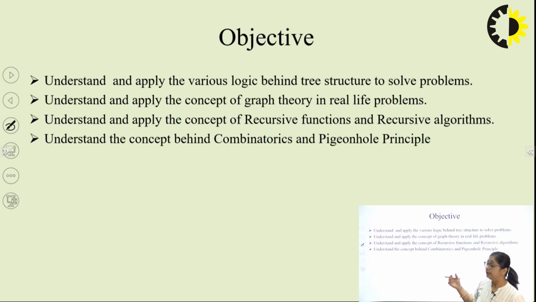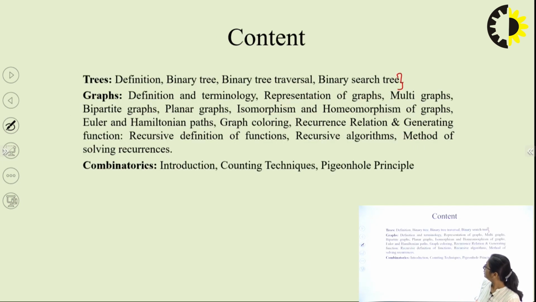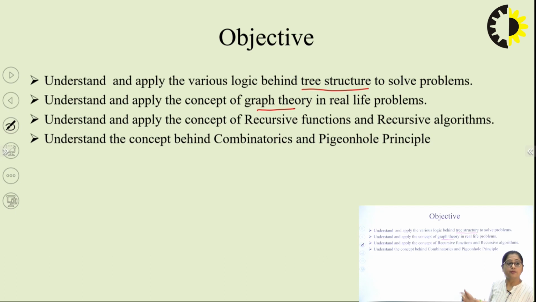And what are the objectives of this unit? Understand and apply the various logic behind the structure to solve problems, and understand and apply the concepts of graph theory, because we have discussed graphs. So the 5th unit is a combination of tree, graph and combinatorics. These are the objectives of the 5th unit, and we have to discuss only this in this video lecture.